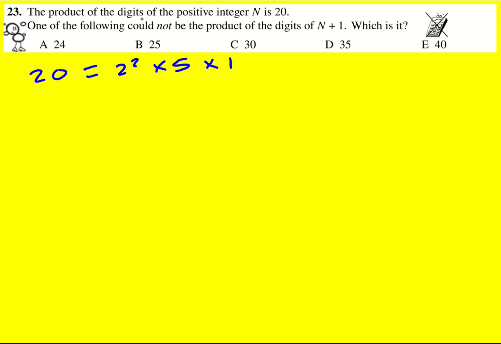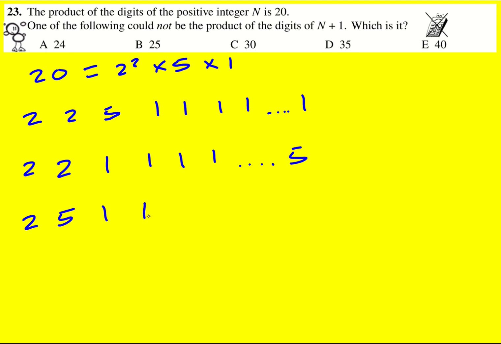So for me to get the product of the digits to be 20, there's some different configurations that I could have. I could have 2, 2, 5, and then just lots of ones. And then I'm adding, so it could end in 1. Or I could do 2, 2, and then lots of ones, and then end in 5. Or it could be 2, 5, lots of ones, and then a 2.